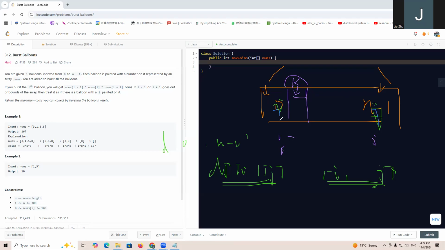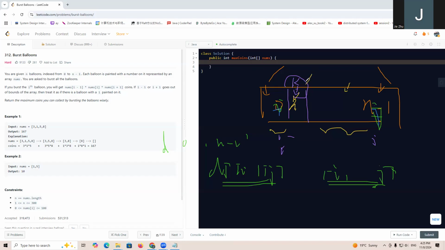But this kind of state will not calculate, because for the first bloom, the second bloom can be on its left or on its right, right? On its right. But the thing is that we cannot separate these two parts. So we can think reversely: the last bloom left for this kind of range.